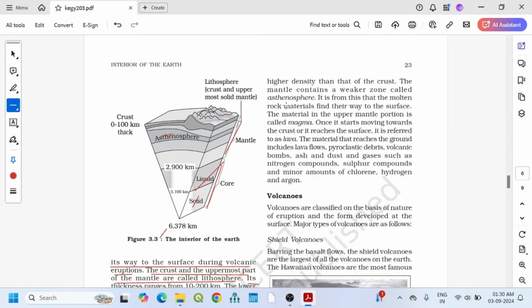It has a higher density than that of the crust. The mantle contains a weaker zone called asthenosphere. It is from this that the molten rock materials find their way to the surface. The material in the upper mantle portion is called magma. Once it starts moving towards the crust or it reaches the surface, it is referred to as lava. The materials that reach the ground include lava flows, pyroclastic debris, volcanic bombs, ash and dust and gases such as nitrogen compounds, sulfur.